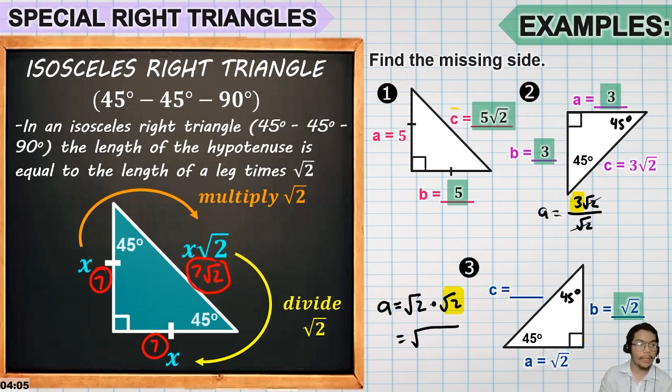Product rule ng radical expression, we can just write it in a single radical sign. So, it's gonna be 2 times 2. Pares naman ng index, square root sila parehas. So, it's gonna be equal to square root of 4. And square root of 4 is just equal to 2. Therefore, A is equal, or sorry, not A. C pala itong pinag-uusapan natin, sorry. C. Yan. So, C or our hypotenuse is equal to 2. Gets po?